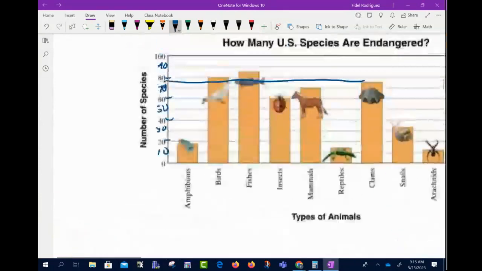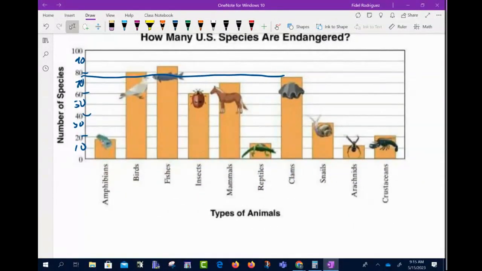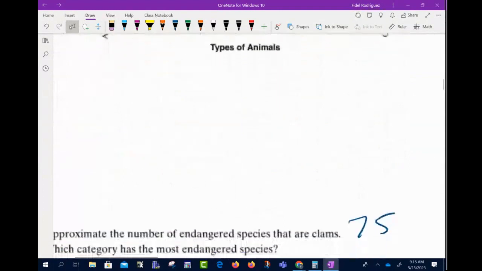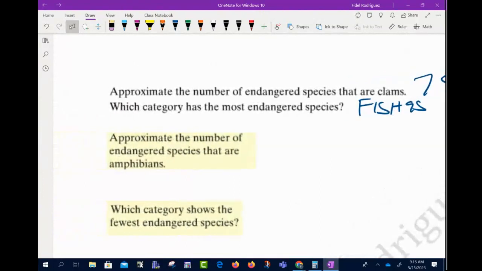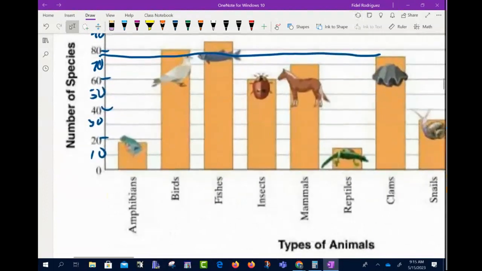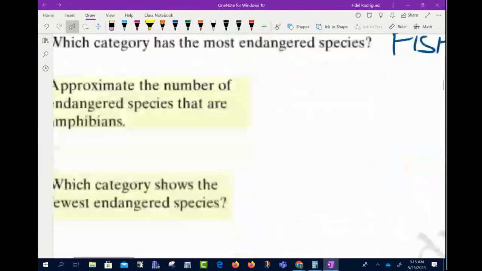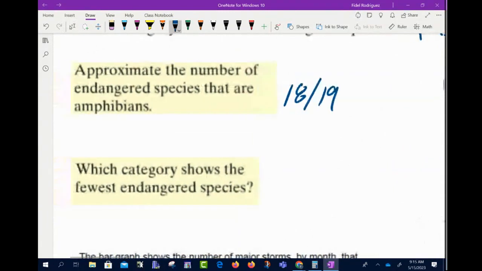Which one had the most endangered species? So, y'all, if I look at this thing here, which was the highest bar? The fishes, right? Is that the plural, fishes? Fishes. Fish. Okay, what about amphibians? Let's go back over here, y'all. Let's take a look. Amphibians. So look, here's amphibians. What would you guess amphibians to be? About 18, 19, something like that? Yeah, that's fine. Again, y'all, I don't want you to get too bogged down with, look, if I put 18 or 19, is it going to be okay? Yeah, we're going to be okay with that.